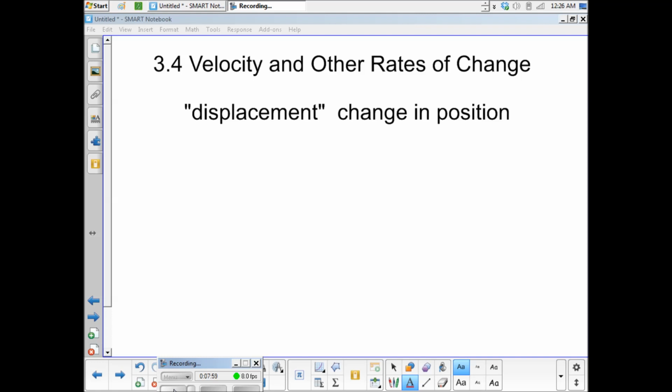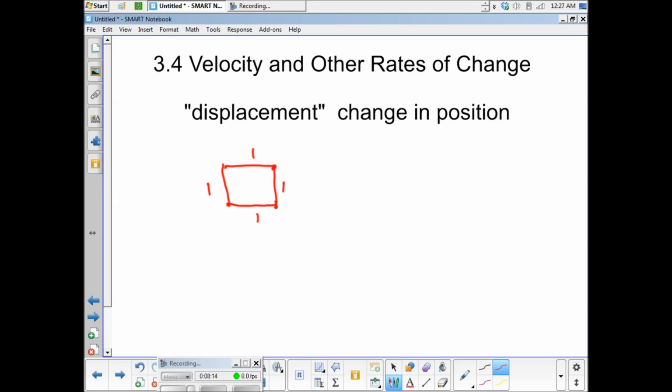You could be moving from one place to another, let's say from here 1 inch this way, and then 1 inch this way, and then 1 inch this way, and then 1 inch this way. And although your distance traveled is 4, your displacement is actually 0 because there was no change in position. You started here at the beginning and you ended up where you started.